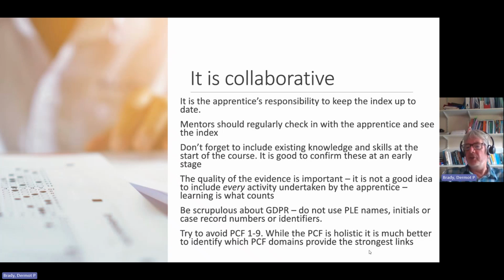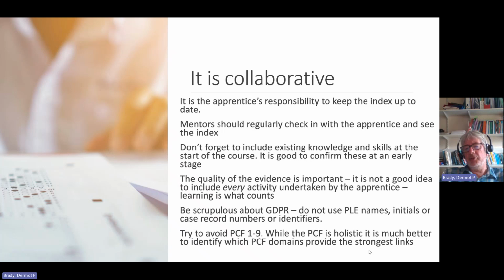It's a good idea to confirm existing knowledge and skills at the start of the course. It doesn't all have to be about new learning. In any event, a lot of the things that they know and do are seen in a different light. They are starting to think about what they do in terms of being a learner who is going to be a social worker. So it gives you a slightly different perspective of things.